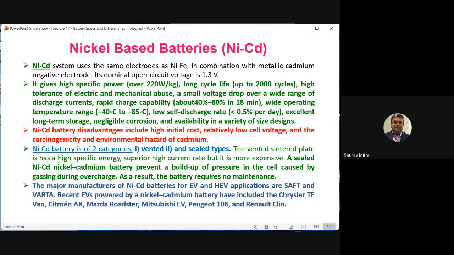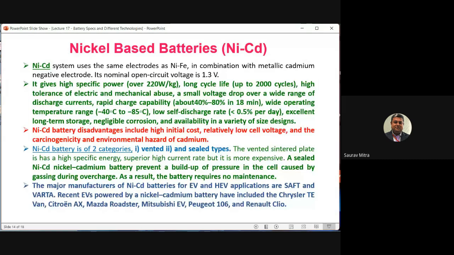NiCd is another very important thing. It gives high specific power, almost 220 watt per kg, long life cycle up to 2000 cycles, high tolerance of electrical and mechanical abuse. That means you can use this nickel cadmium battery roughly. A small voltage drop over a wide range of discharge current, rapid charge capability, all these things are there. Nickel cadmium battery is sturdy, that much you understand.